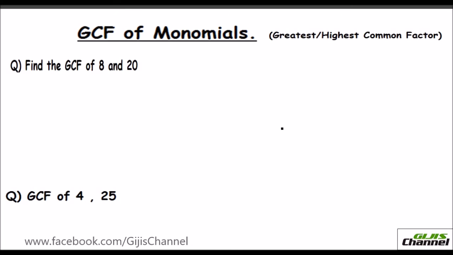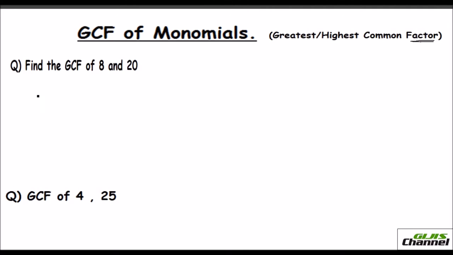So let us see how to find out the GCF of monomials. The GCF is nothing but the greatest common factor. You can also call it HCF, that is highest common factor. So both mean the same. You have to note one thing here, that it is the factor which you are going to find out. So factors, you know, right? The numbers which are divisible. Keep one thing in mind, that factors will always be less than the numbers given.